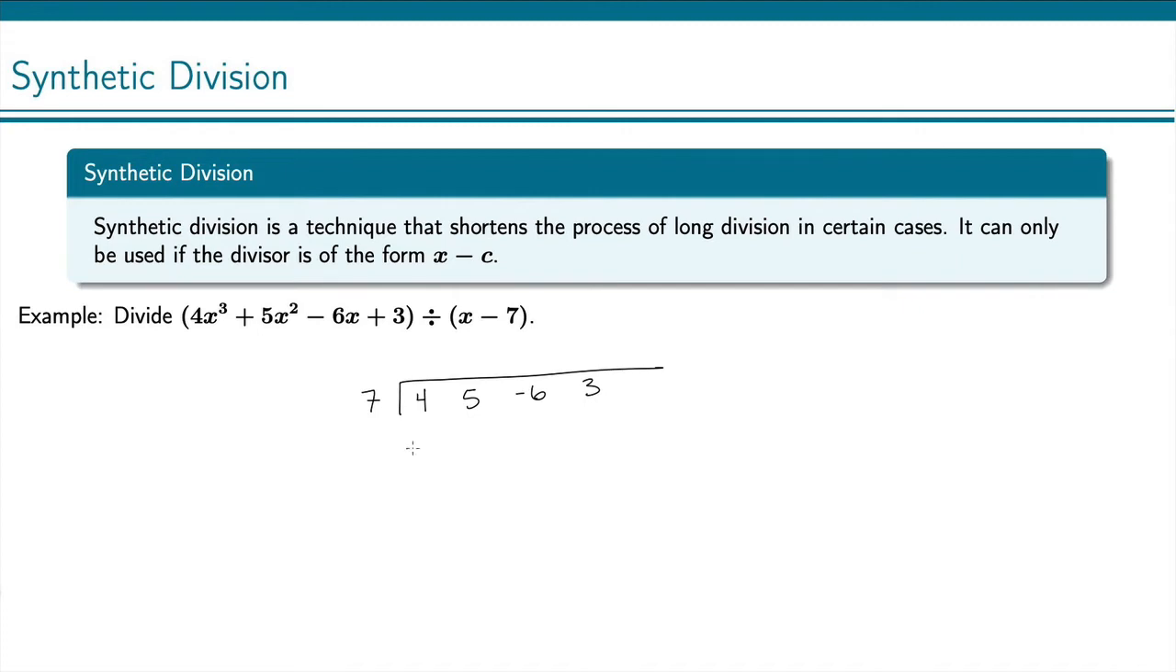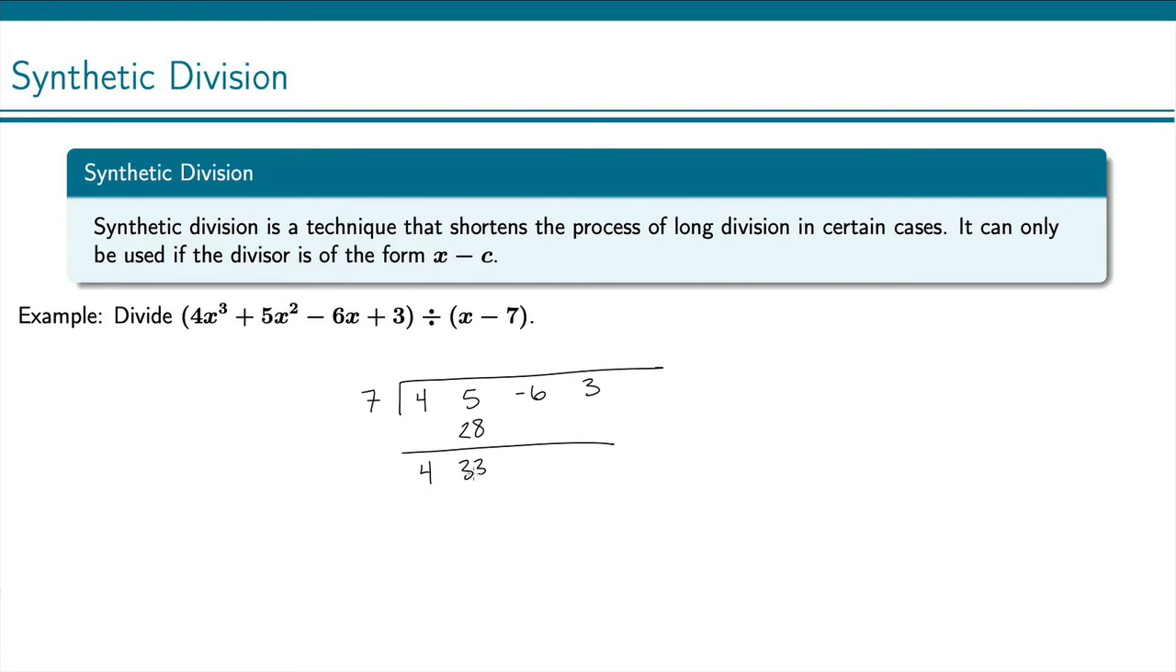Then we're going to draw one line down here, and we start by bringing the first number down below the line. So we put a 4 right there. We take this number and multiply it by the number out here. So 4 times 7 is 28. Then we add these two numbers. So we have 5 plus 28, and that is 33.